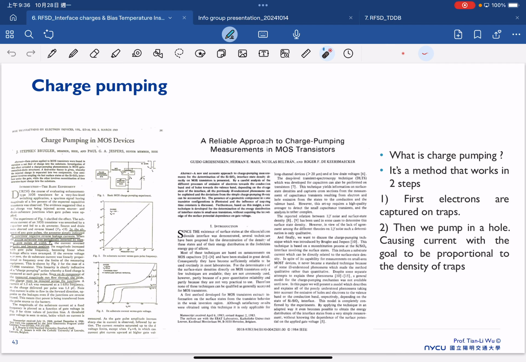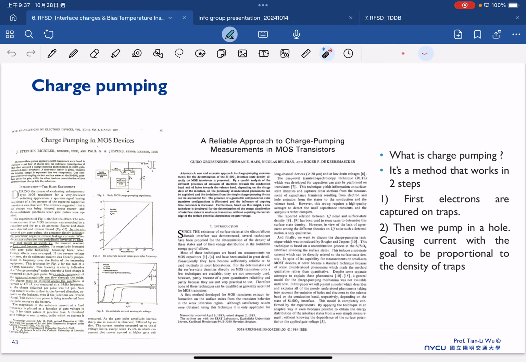Charge pumping is a very old technique that we have used for a really long time, but right now we still employ charge pumping in all kinds of different applications. If you look at the recent 5 years of literature, many researchers still explore charge pumping in very advanced semiconductor devices. So here we will go through the concept related to charge pumping.